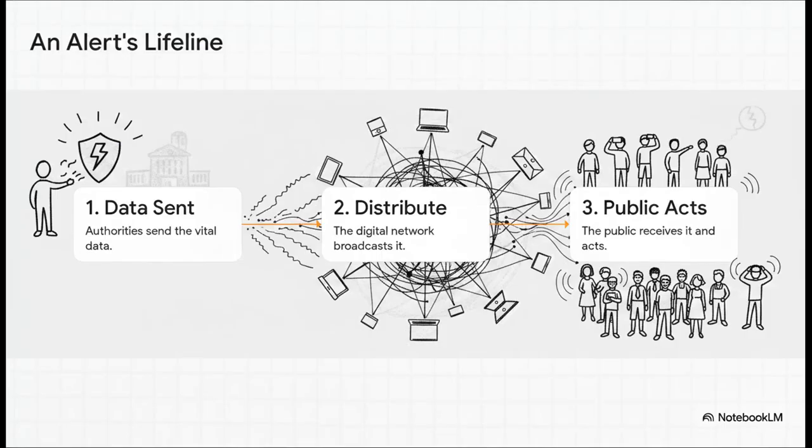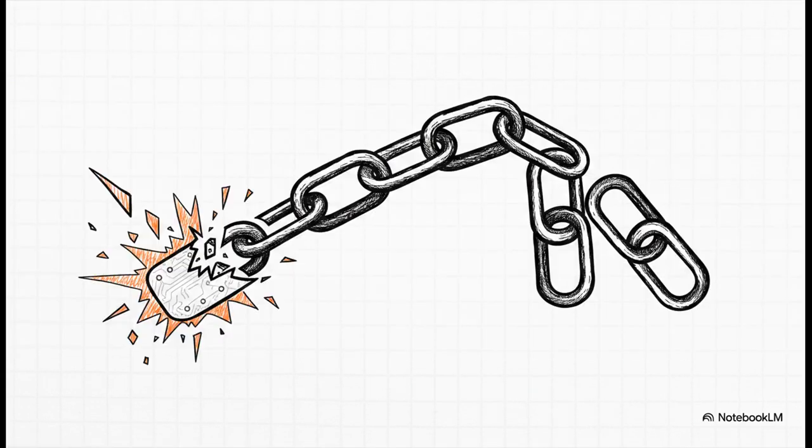Think of the system as a lifeline. It's a simple 3-step chain. First, authorities send the vital data. Second, our huge digital network instantly broadcasts it everywhere. And third, the public, that's you and me, we get it, and we become millions of extra eyes and ears on the ground. But when that very first step, the data itself, is either blocked or it's just non-existent, the entire chain collapses. The lifeline is severed before anyone can even grab it.